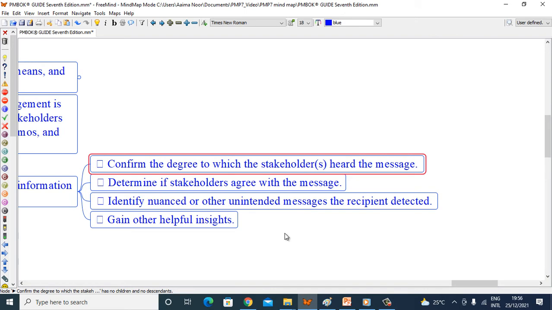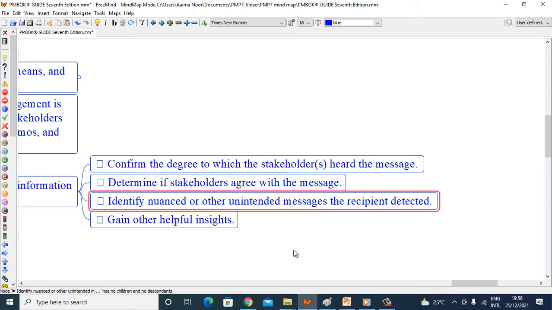Confirm the degree to which the stakeholder heard the message. Determine if the stakeholder agrees with the message. Identify nuance or other unintended messages the recipient detected. Gain other helpful insights.